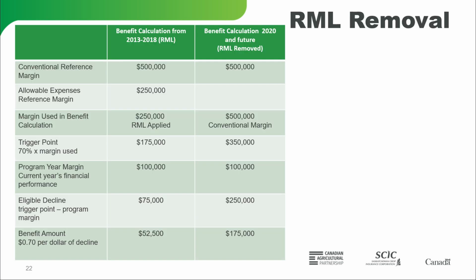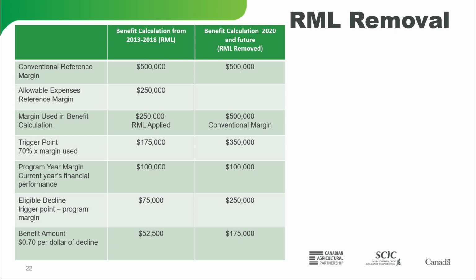So just to show you an example and explain how that reference margin limit impacted producers, we're going to show you side-by-side calculation, the exact same program year, just some different calculation tweaks to it. So the middle column there is the benefit calculation from 2013 to the 2018 program year, which had the reference margin limit applied. So we've got the conventional reference margin, income less expenses with some adjustments for those accruals came in at $500,000. And the allowable expenses reference margin was $250,000.